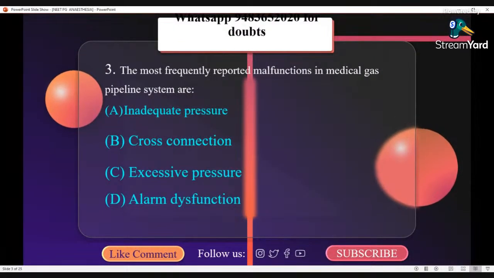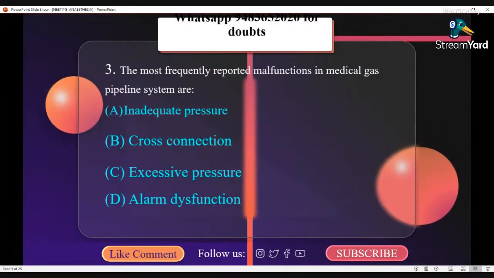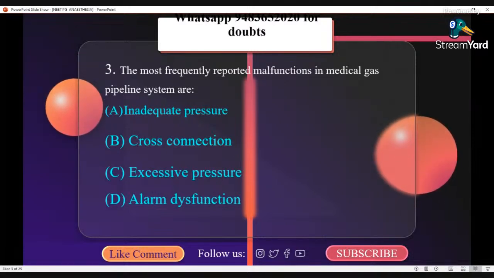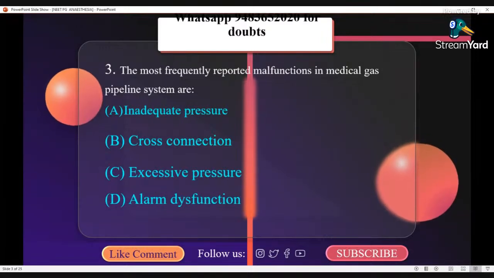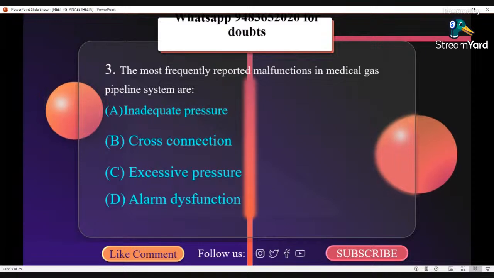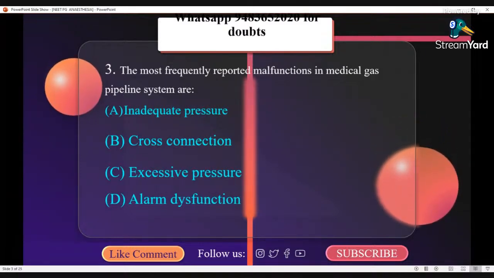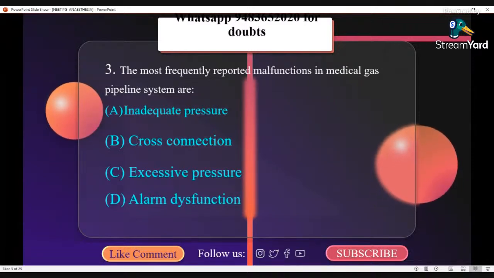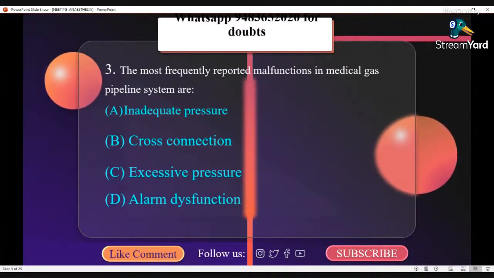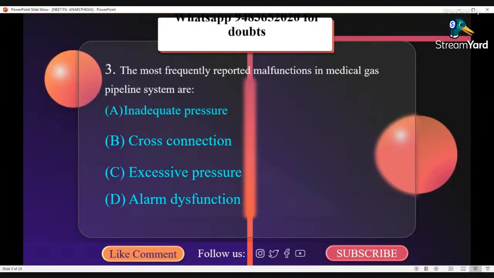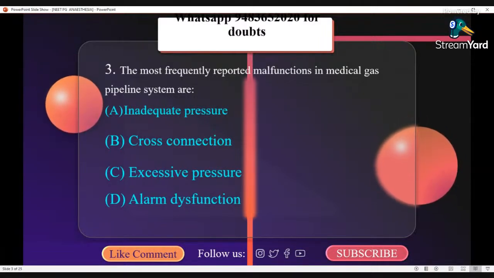The most frequently reported malfunction in a medical gas pipeline system is: A. Inadequate pressure, B. Cross connection, C. Excessive pressure, D. Alarm dysfunction. Now, among the problems with medical gas pipeline systems, inadequate pressure is most commonly reported. Other problems are damage during construction projects. Fire can occur. Then there can be a theft of N2O tanks.